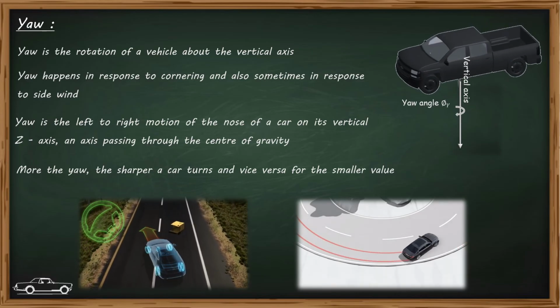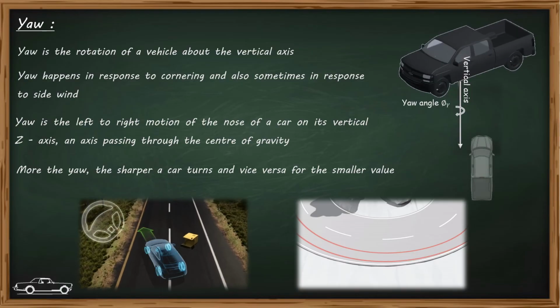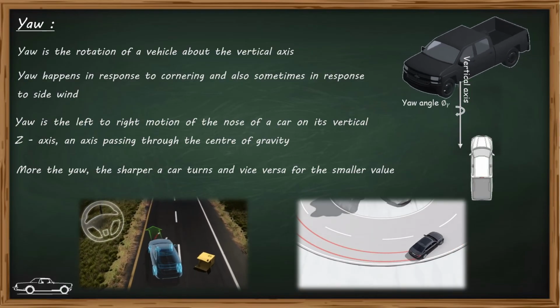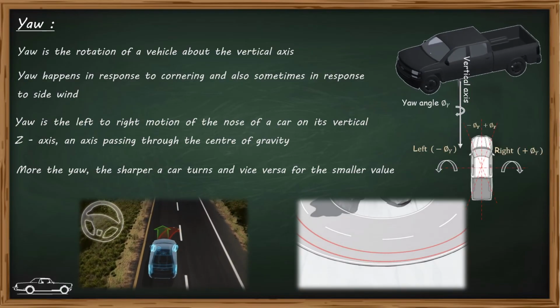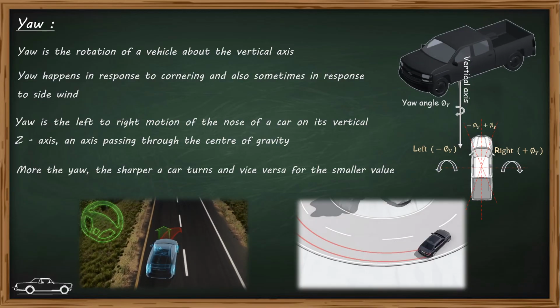In general, positive yaw angle is measured when the vehicle's front end rotates towards the right, while the negative yaw angle is measured when the vehicle's front end rotates towards the left.